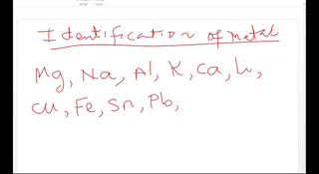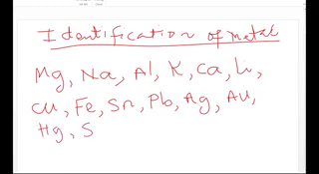Please, anyone you don't know, let me know, because I'll be writing every metal that is important. We have silver, that is Ag. We have gold, that is Au. We have mercury, that is Hg. Sn is tin, okay.